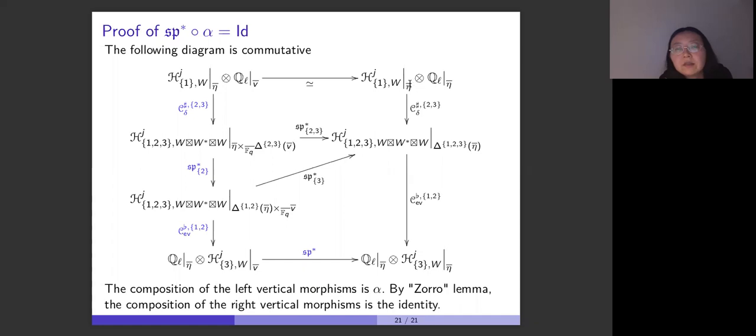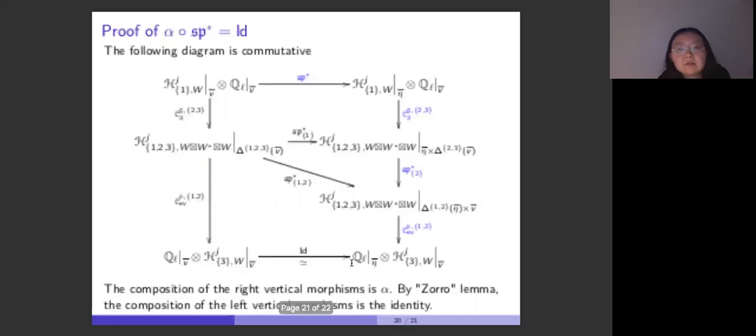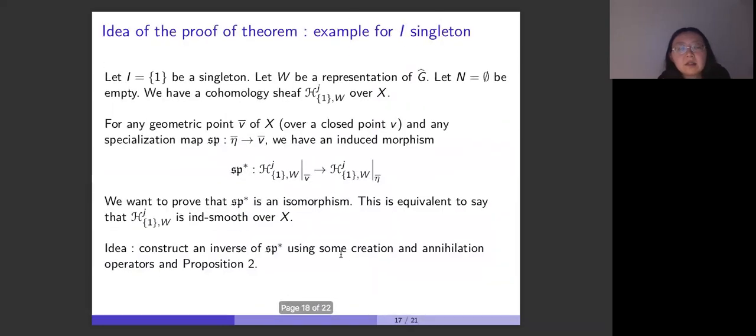And since all the three legs are on eta bar, we can use the Zorro lemma. So the right hand side is identity. So like this, we prove that this composition is also identity. So we show that this map is the inverse of the specialization map. Like this, we prove the theorem. Yes, I think I finished.